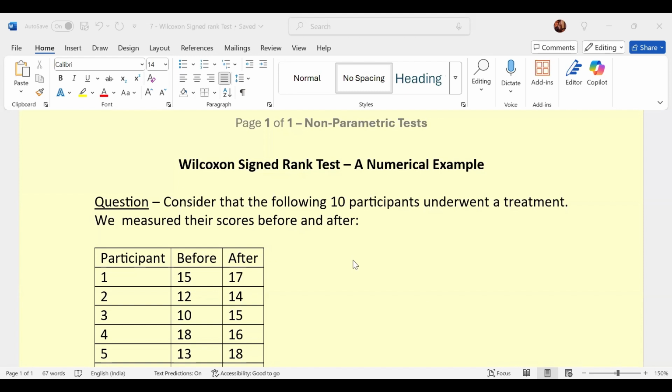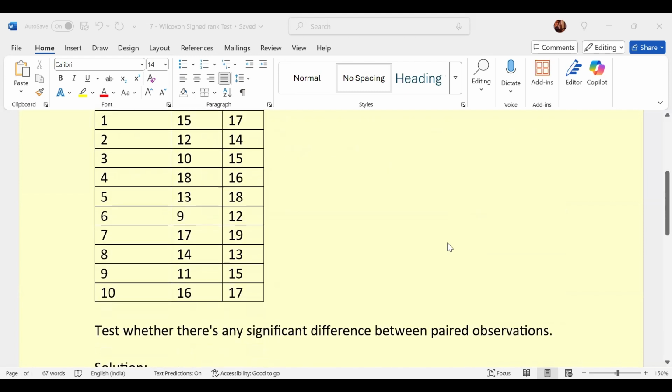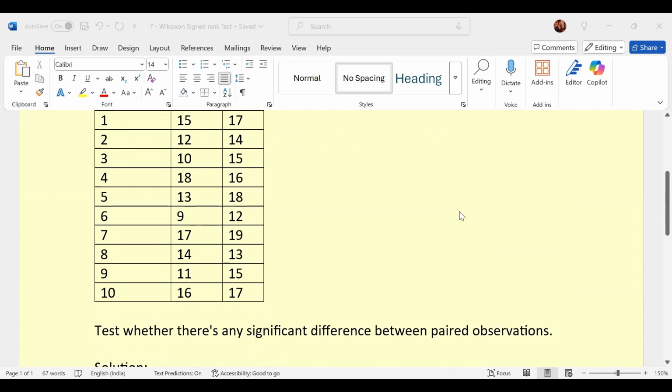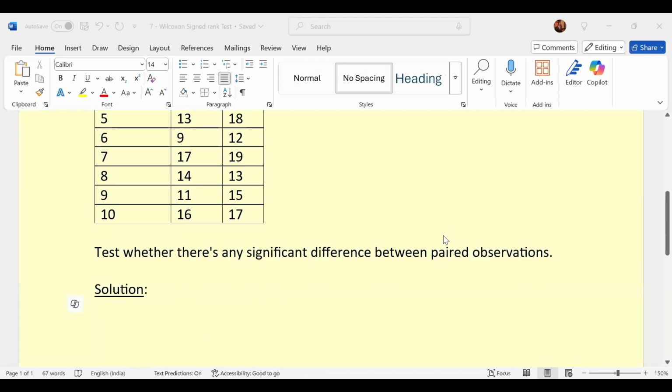Consider the following question. Consider that the following 10 participants underwent a treatment. We measured their scores before and after. These are the scores before, these are the scores after. Totally 10 participants are there. Question is, test whether there is any significant difference between paired observations.